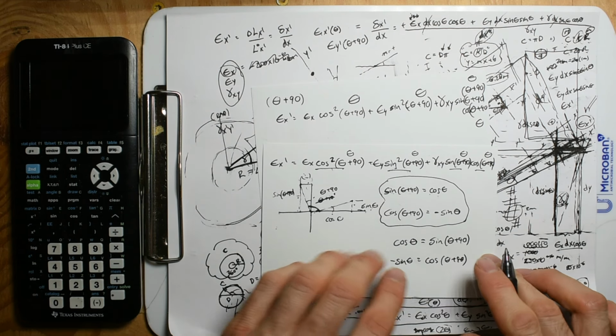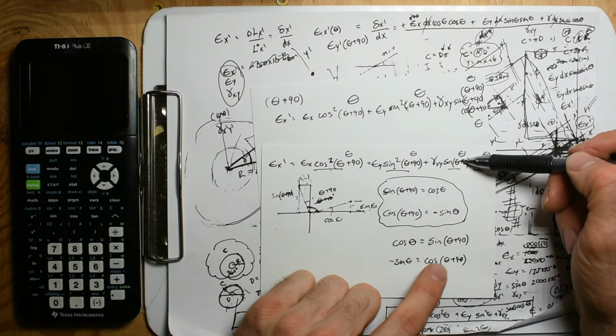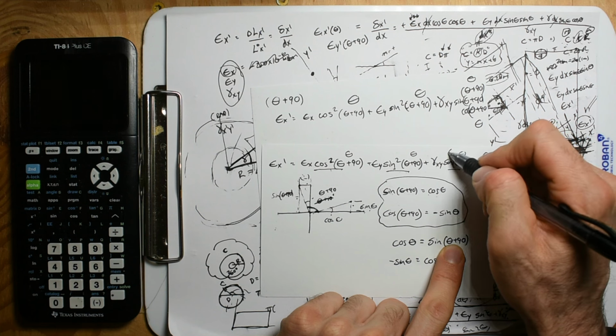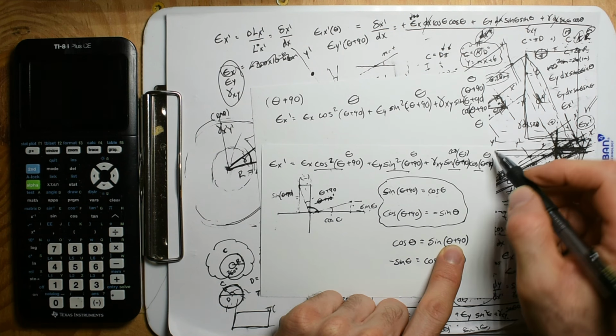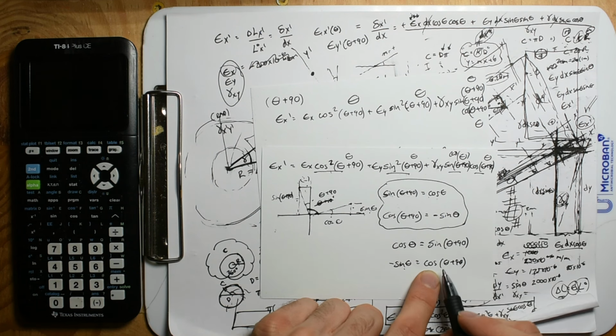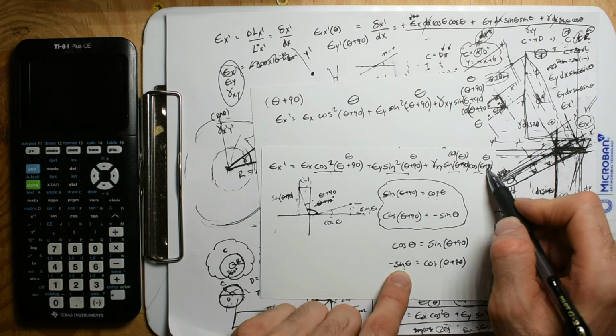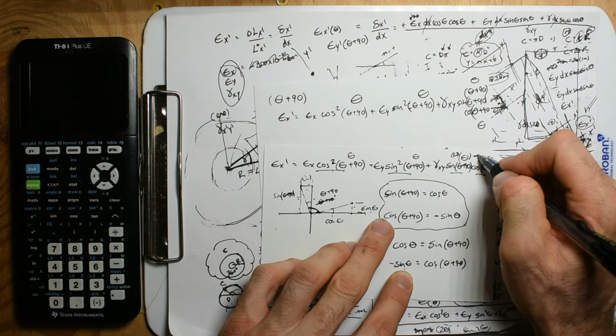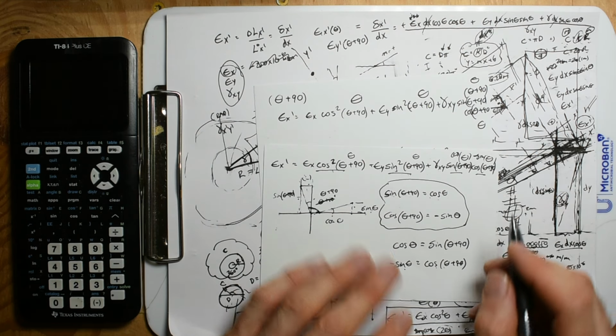Because that's what we have. Right here, I'm going to have a sine of theta plus 90. That just goes to cosine theta. And then here we have a cosine of theta plus 90. That's going to be a negative sine theta.